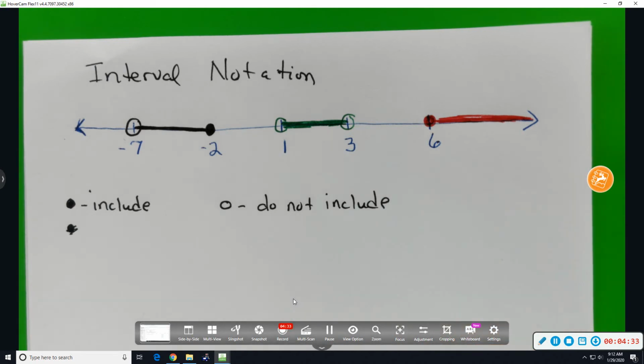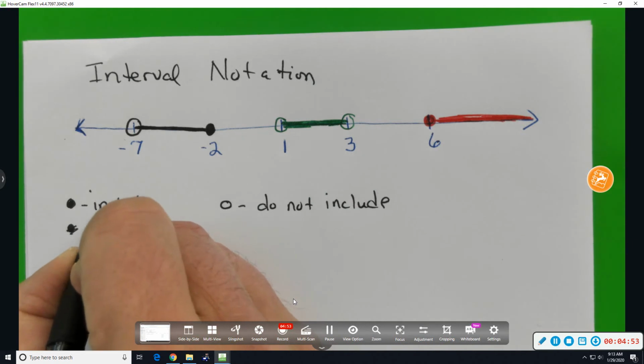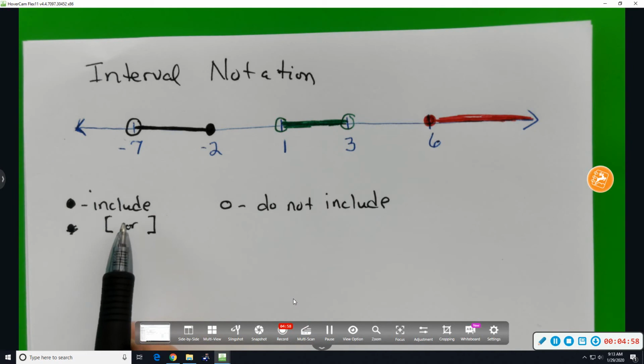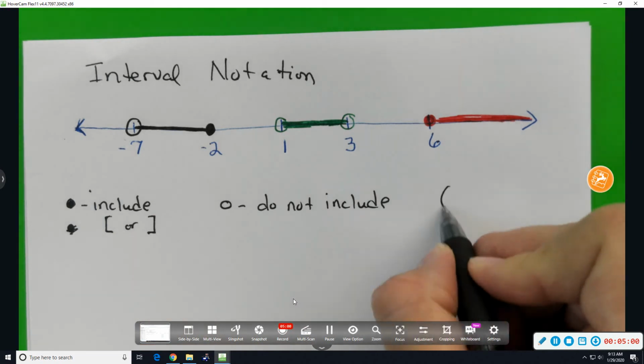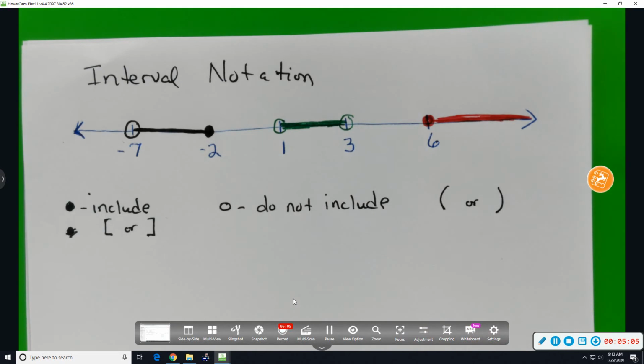Well, there's got to be some shorthand notation for writing that without actually having to say the words. Every number between -7 and -2, not including -7, but including -2. The way you say this using interval notation, this is a symbolic way of writing all of this. You'll use square brackets for closed circles to mean include, and parentheses for open circles. Let me show you what I mean.